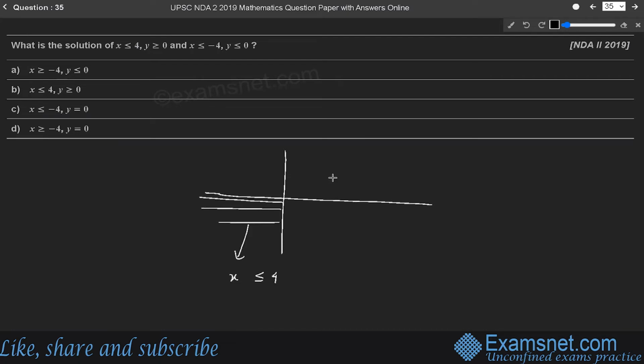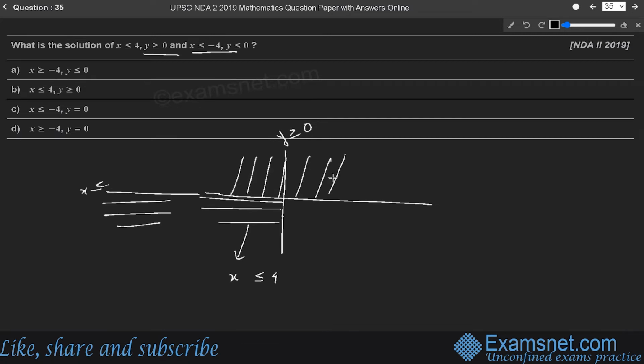Now, next is y is greater than or equal to 0. So y is greater than or equal to 0 will be here. Next is x is less than or equal to minus 4. So this portion will be x is less than or equal to minus 4. And y is less than or equal to 0. So y is less than or equal to 0 will be here.